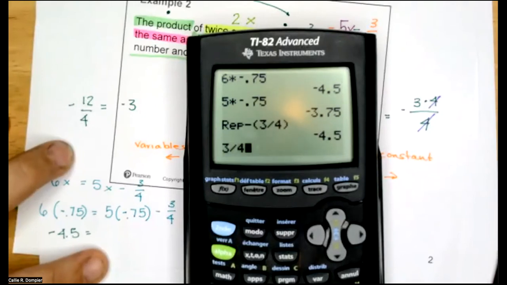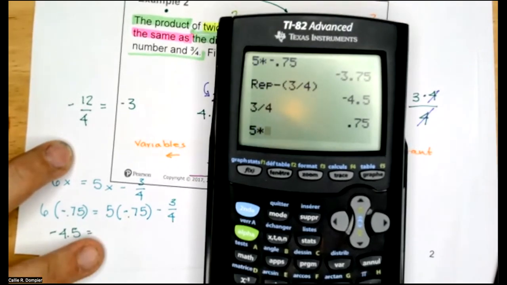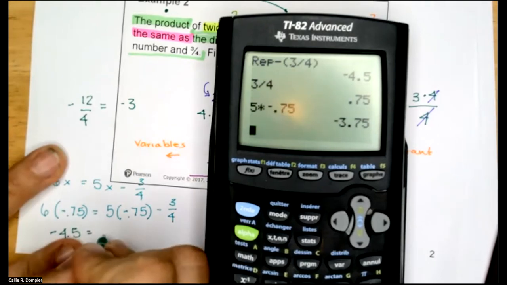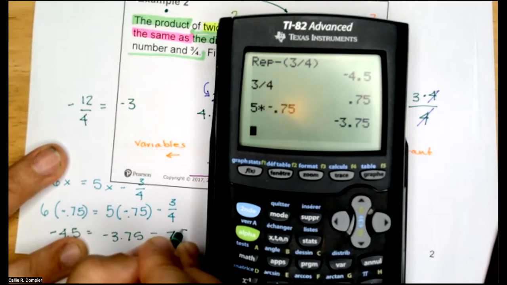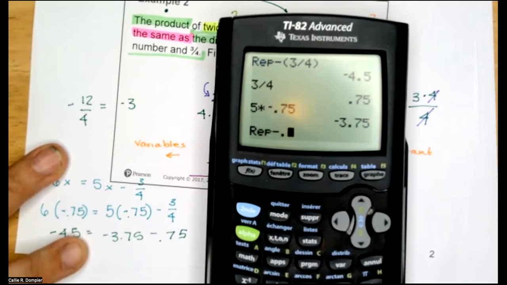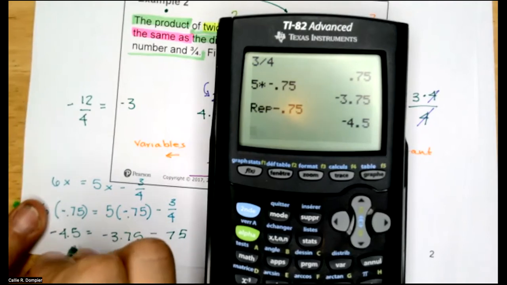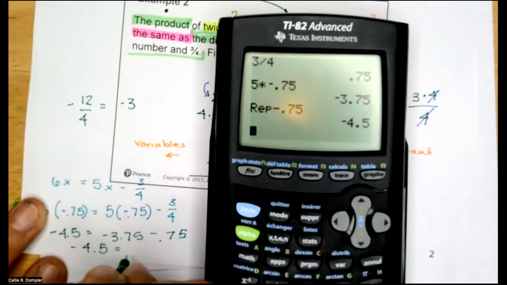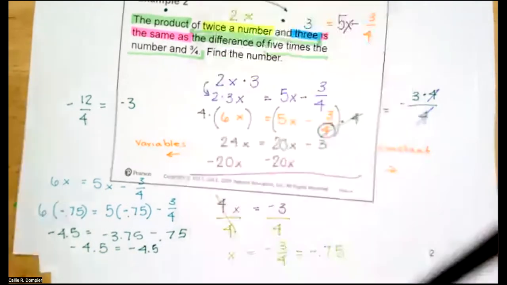Or you can say, I know that 3/4 is 0.75, so you could say 5 times -0.75 is -3.75 minus 0.75, right? So if it's a decimal or if it's a fraction that you can turn into a short decimal, you can put it into your calculator as either one, whichever one looks easier to you. Good.